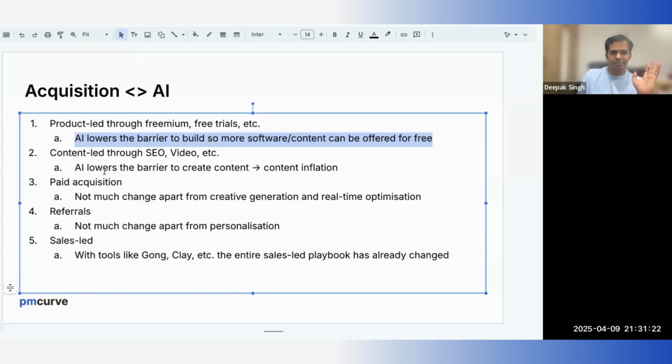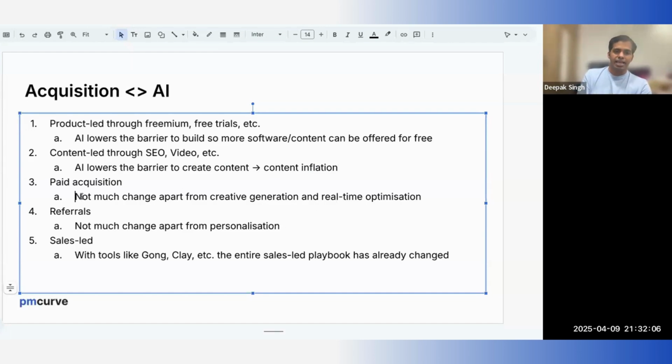The second thing is AI lowers the barrier to create content, which means we are going to see a lot of content inflation. So you have to focus a lot on the quality of the content rather than the quantity. You have to build a very distinct voice, a very distinct brand. If you don't do that, you will lose your edge in social content channels. But you might also lose your edge in SEO, because Google is literally trying to generate answers and give them to people, which means you can't rely on SEO for organic traffic for very long.